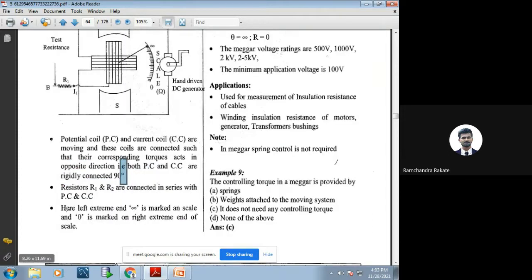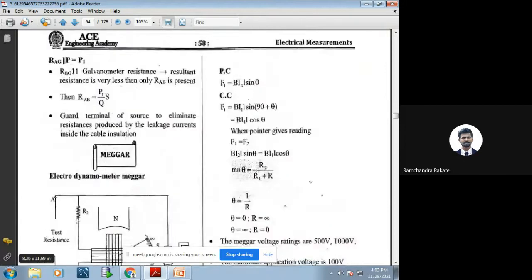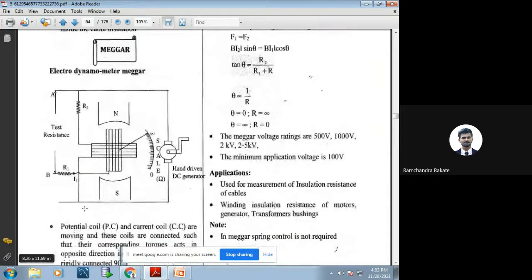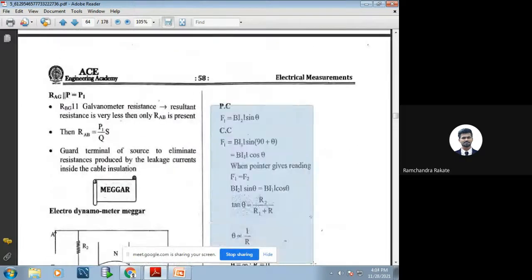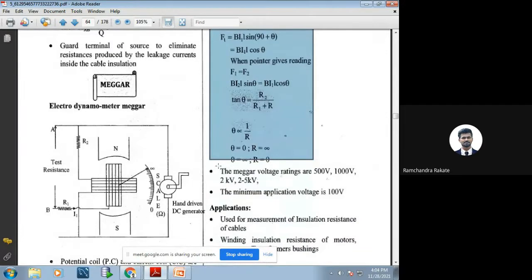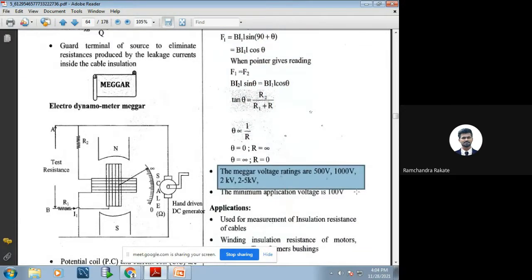Here we are having one handshaft through which we will rotate this particular spindle, and at the end we'll come across the particular measurement. Correct. Now this part is not that important. Let us understand the Megger rating.